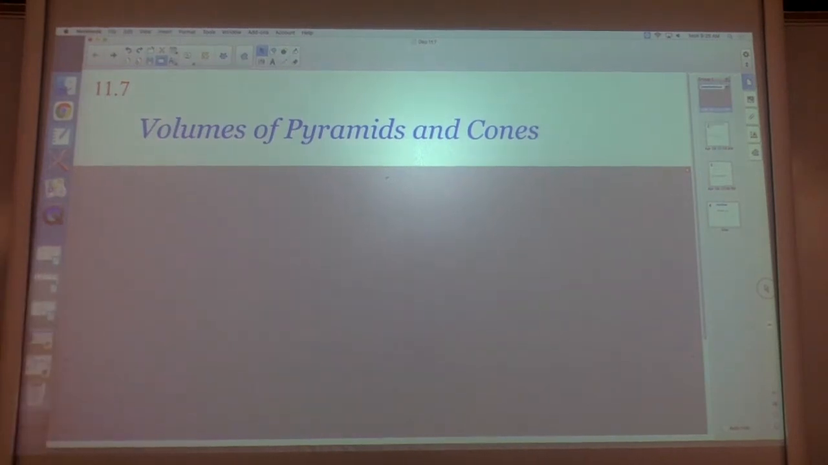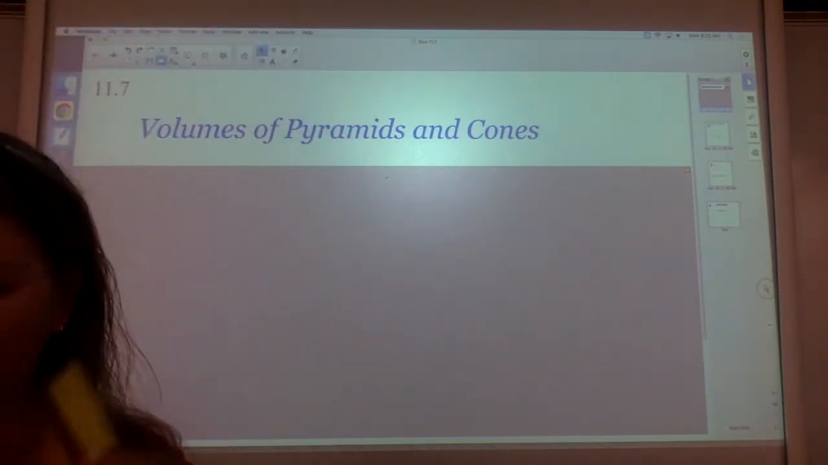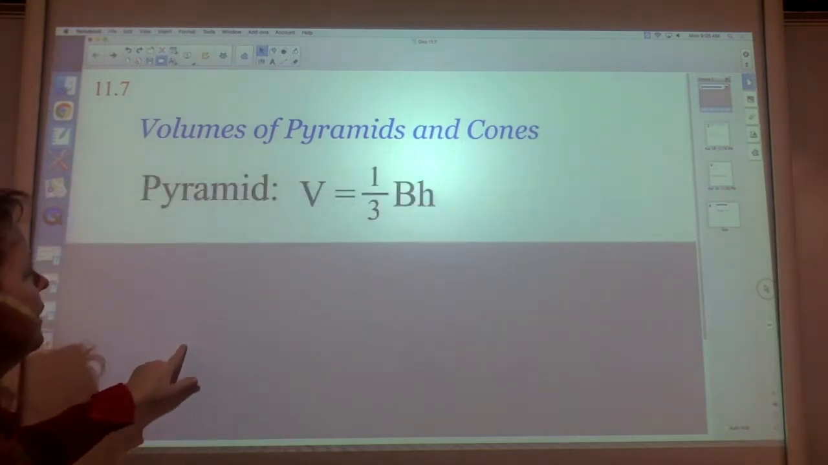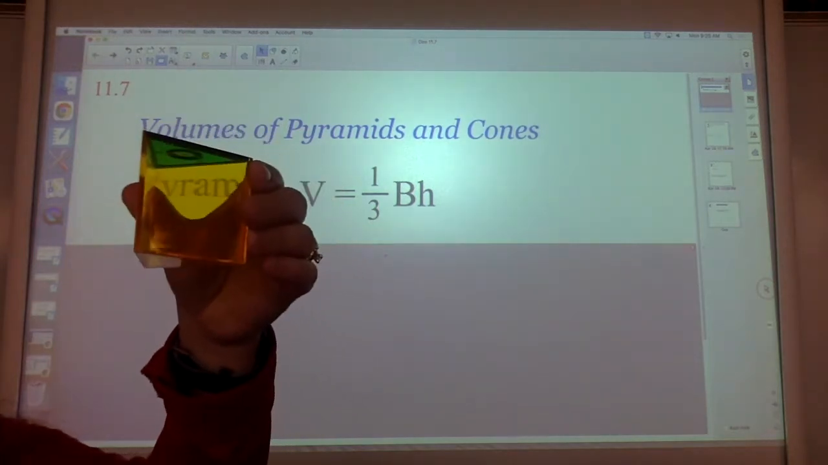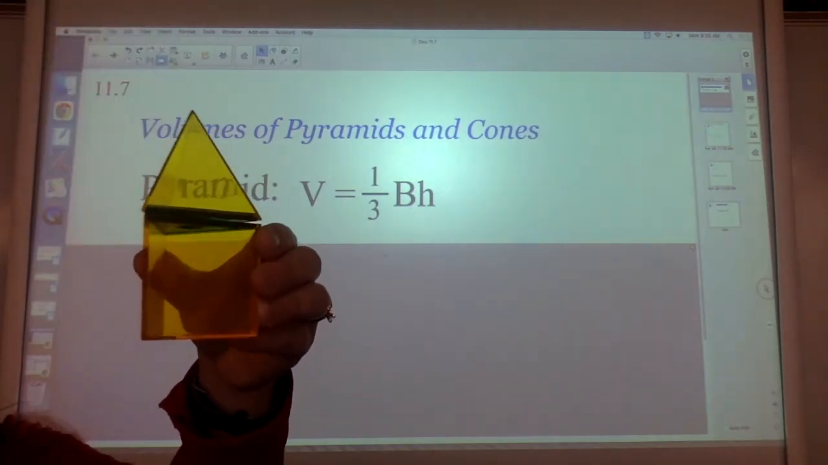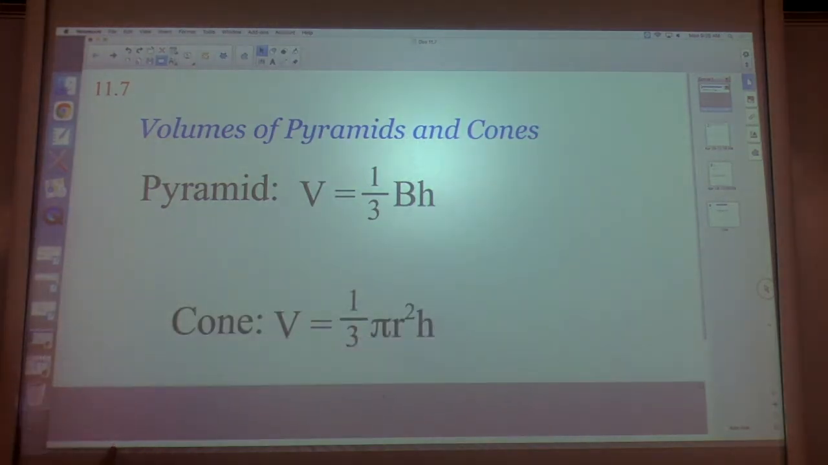Same with cylinders and cones. Here's your cylinder. Here's your cone. Same base. Definitely does not take up the same amount of space when talking volume. How much space does it take up? A pyramid takes up exactly 1/3 the amount of its original prism. So if this was your prism, capital B times H, this pyramid, believe it or not, takes up 1/3 that amount of space. And if you're in class, we'll do an activity to prove that. How about a cone? Same, 1/3 pi r squared H.